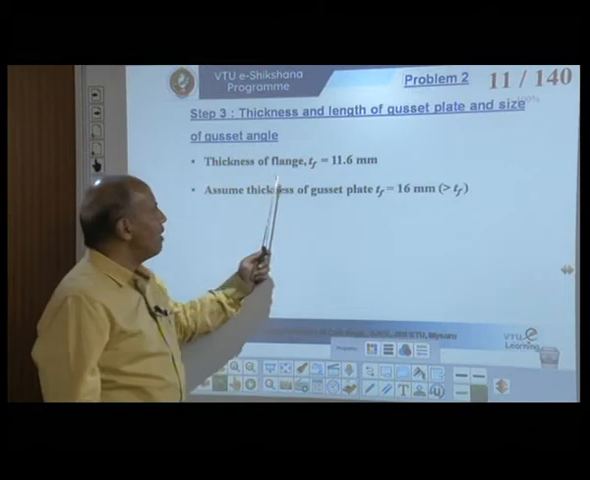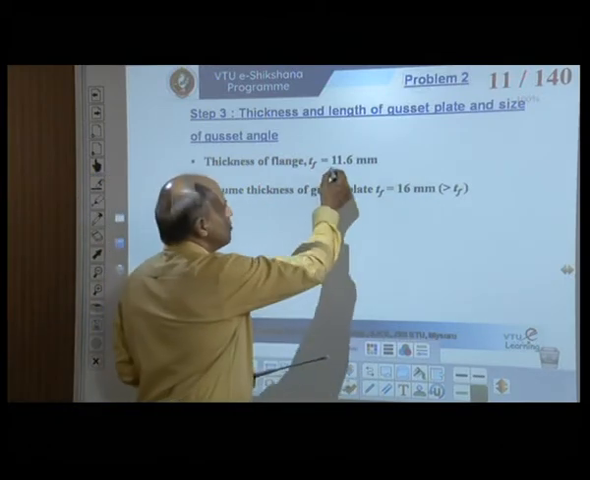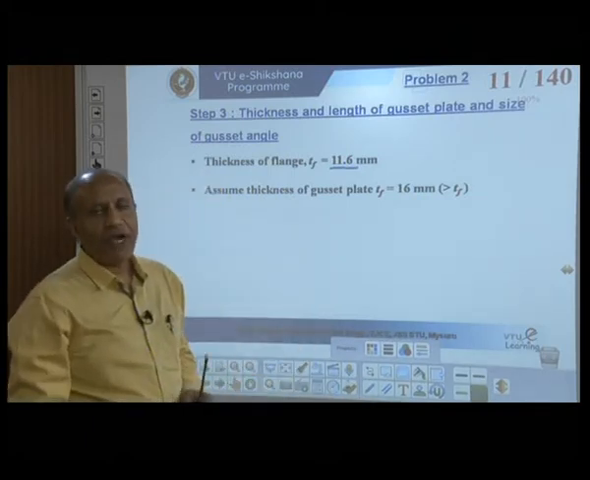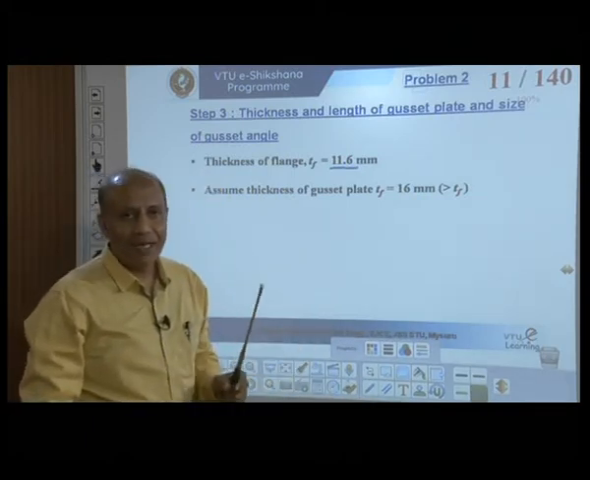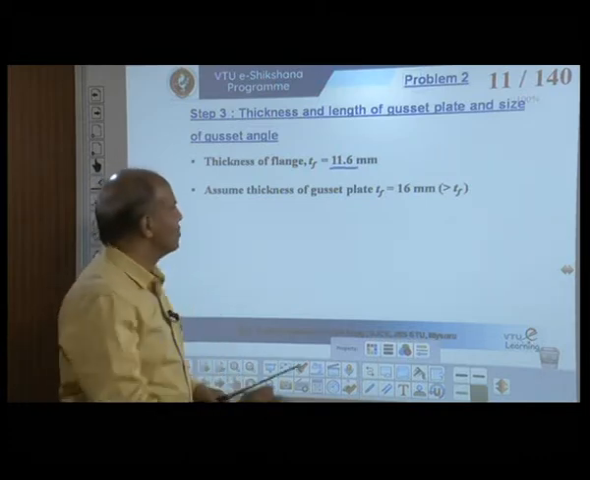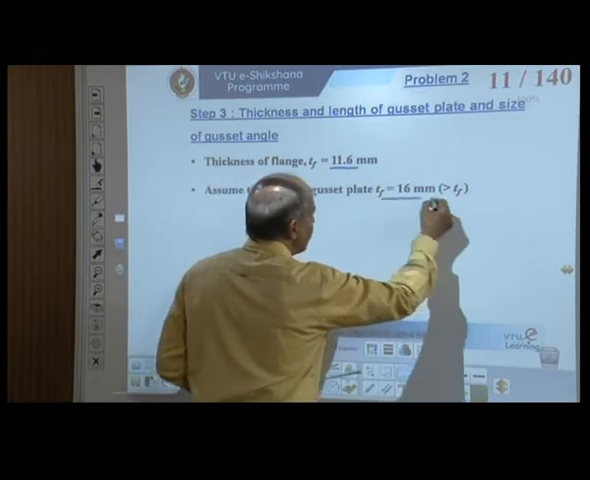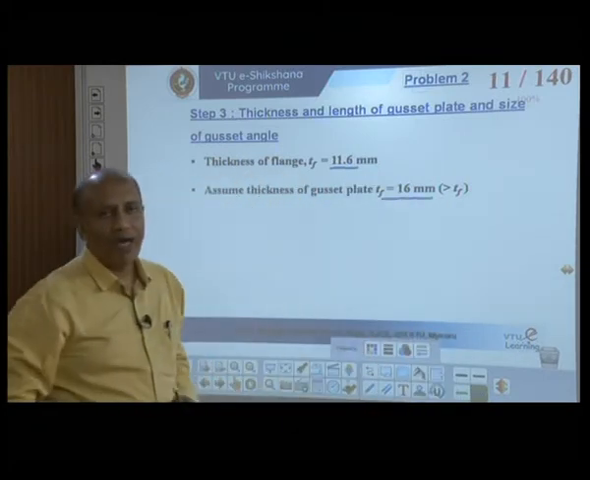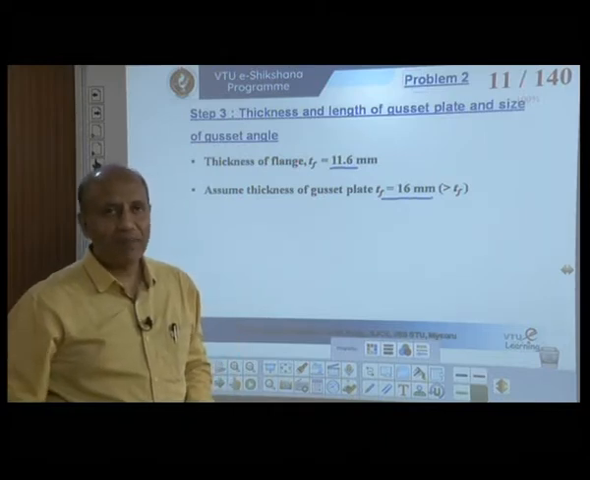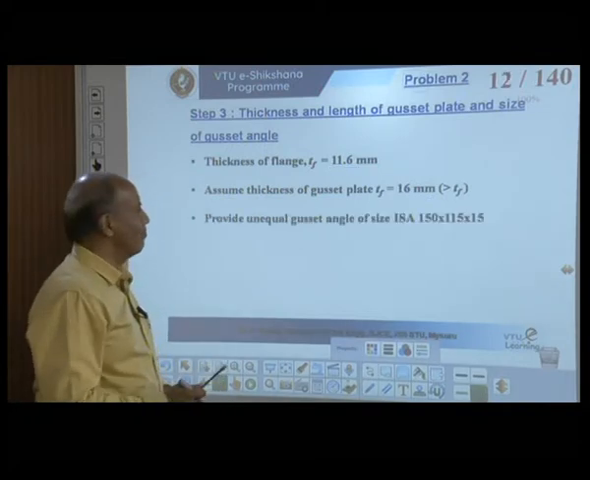The first thing that we have understood from the previous slide, the thickness of the flange happens to be 11.6 mm. Now when you are trying to choose the thickness of the gusset plate, it should be more than the thickness of the flange. In this particular case, we are trying to assume a value more than that, that is 16 mm, so that is fine.